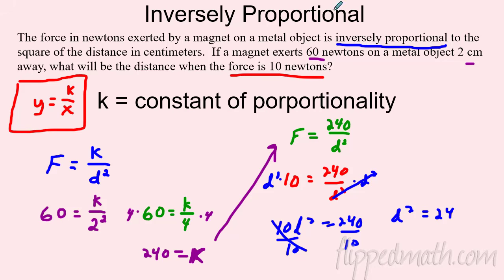So if I want to find D, just square root both sides. It looks like the square root of 24. You can go ahead and decimalify that if you want. It's almost 5, like 4.8 something. Or leave it as the exact value. We should probably label it though.